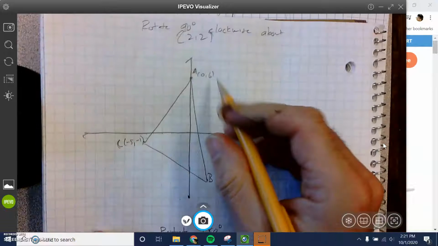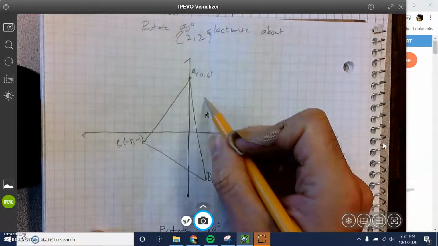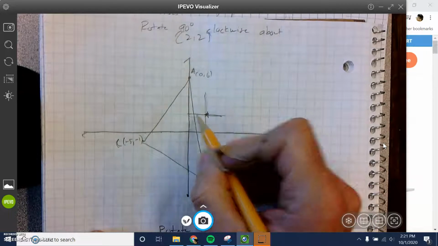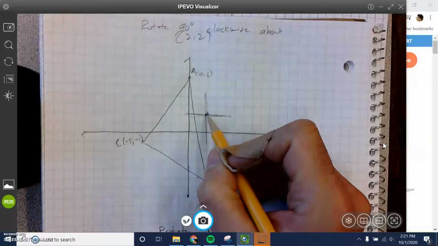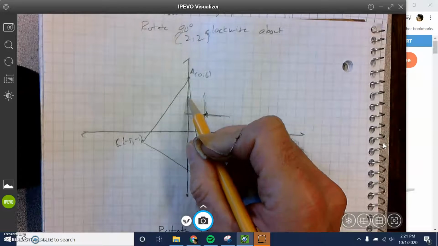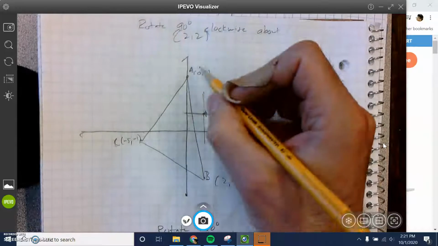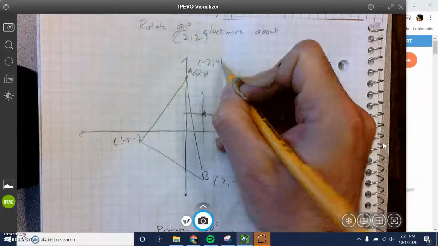Let me do it. So first I need to put a star right here, my new coordinate plane or orientation right here. So now I count off. A is going to be -1, -2, 1, 2, 3, 4. So A is going to be -2, 4.